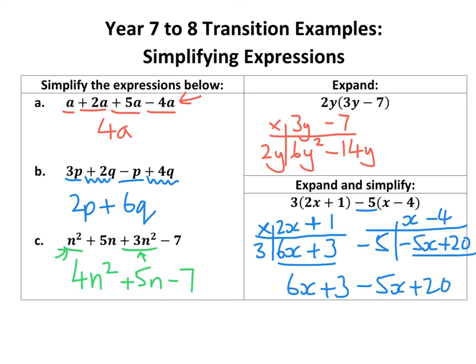Now I can actually try and join the like terms. So we've got 6x minus 5x, which gives me just 1x, or x. And I've got plus 3 plus 20, which gives me plus 23. You've got to be really careful with this negative 5 times negative 4 here. Negative 5 times negative 4. That's where the common mistakes are. It's minus 5 lots of that whole bracket.